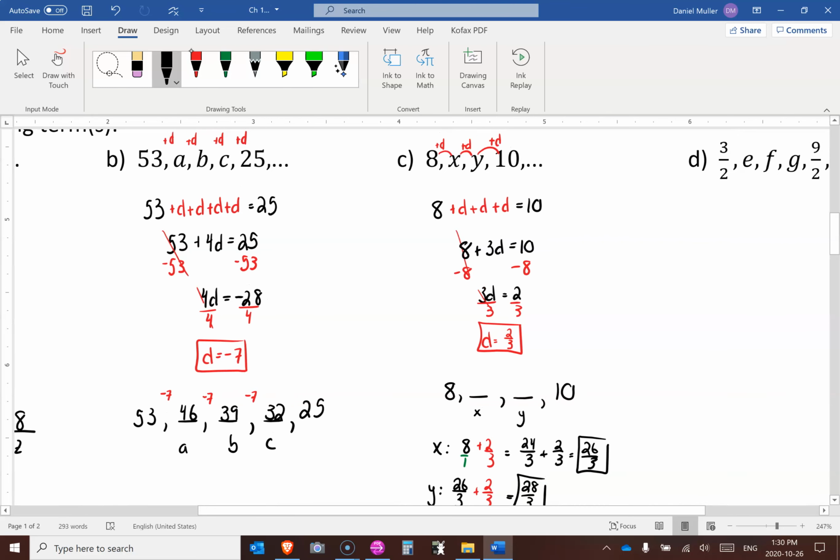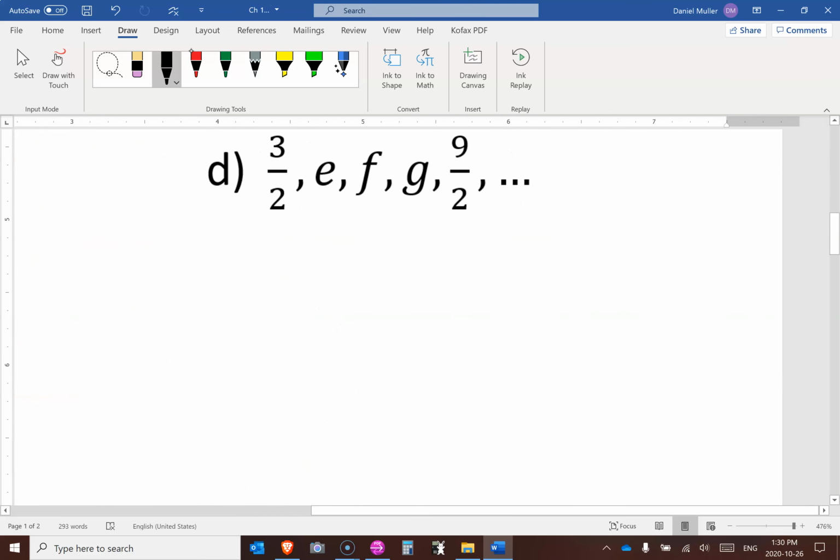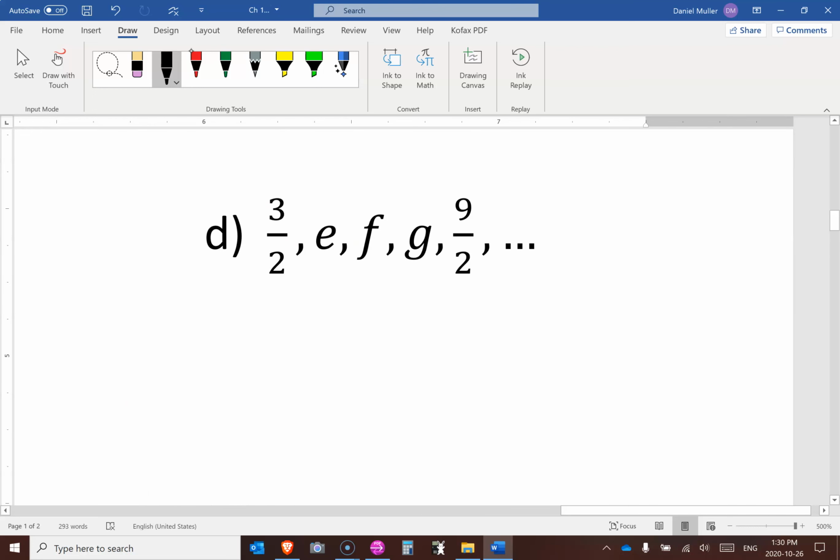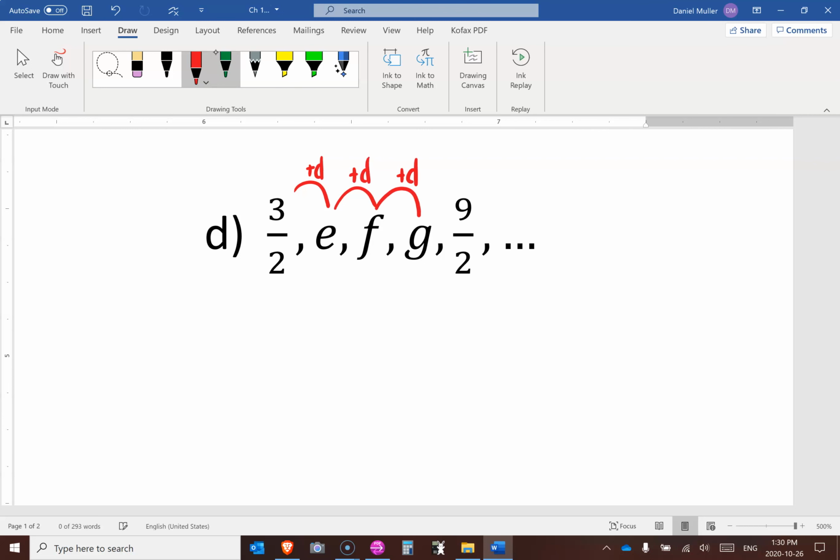Okay, so we have the last one here. So I have 3 over 2 plus some D to get to here. And if I add another D, I'll get to F. And if I add the same D again, I'll get to G. And then lastly, add it to here, and I'll get to 9 over 2.